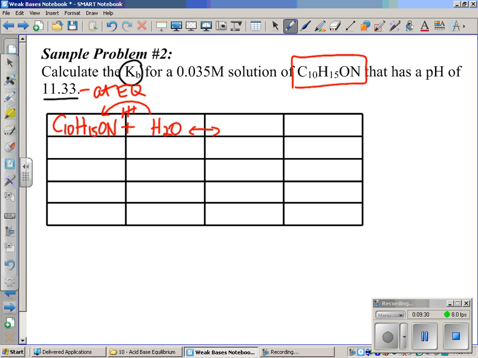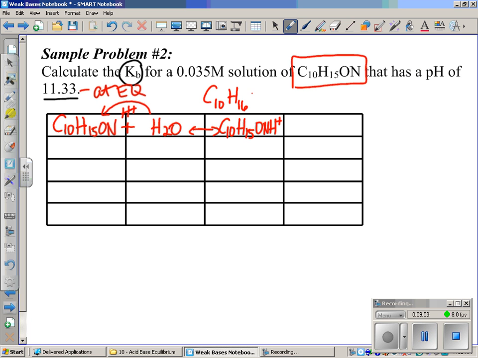So what I'm going to do is, because it's a base, I always transfer an H plus to the base from the H2O. The H2O gives an H plus to the base. So to write this, I'm just going to shove that extra hydrogen onto the end. Okay, so you see how I wrote it there?